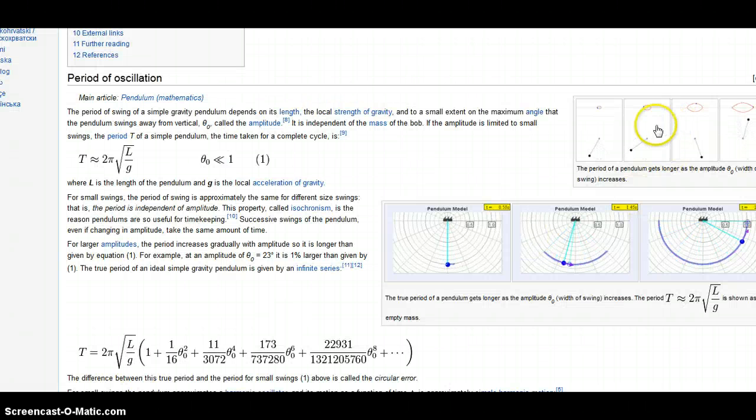Right here, a pendulum is basically you put what's called a bob on the end of a string, and when it swings back and forth, it gives you this nice oscillatory motion, back and forth and back and forth.